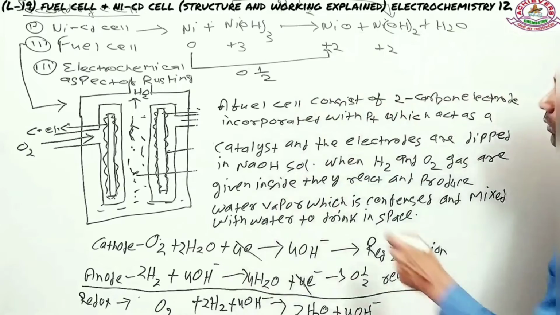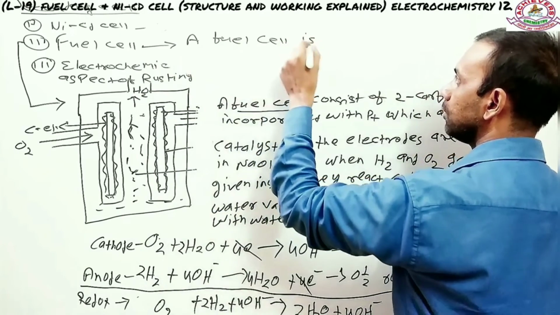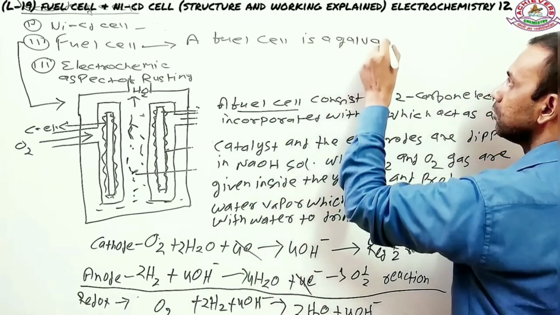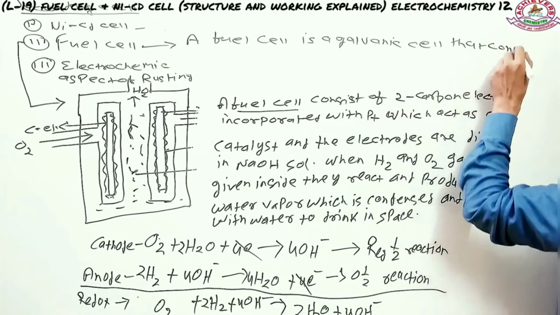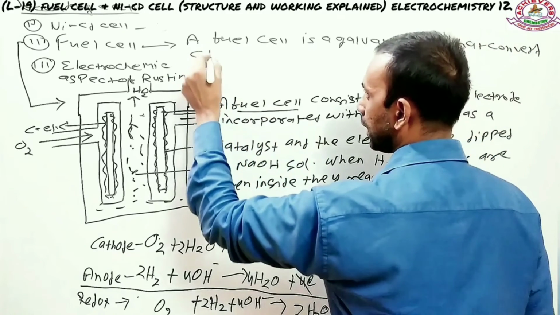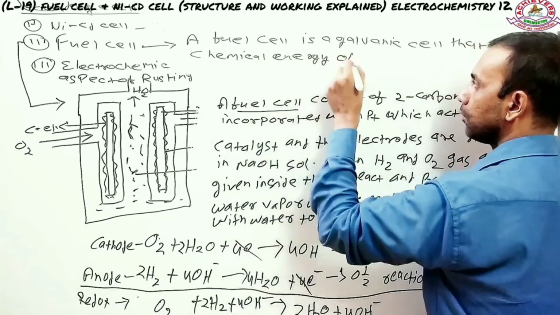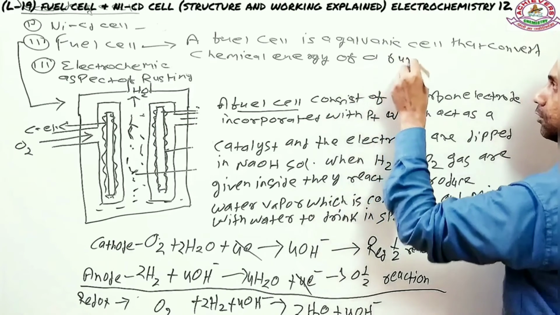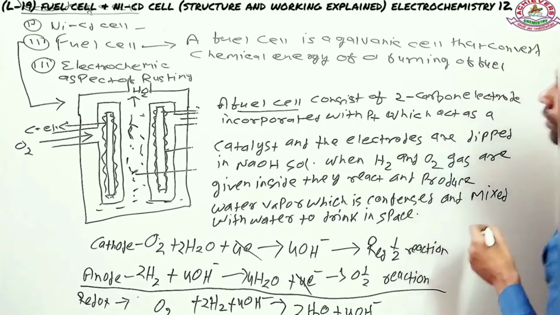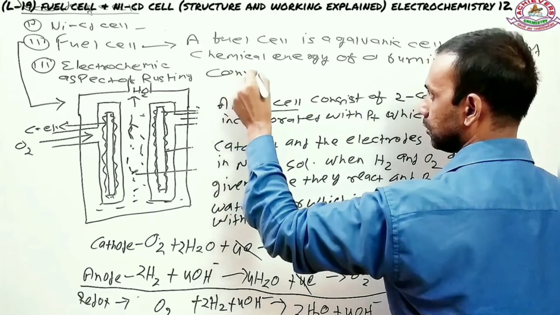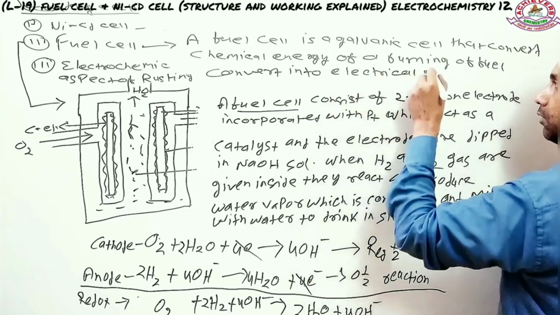So let me repeat here. A fuel cell is a galvanic cell that converts chemical energy of a reaction, chemical energy of a burning reaction, burning of fuel, into electrical energy.